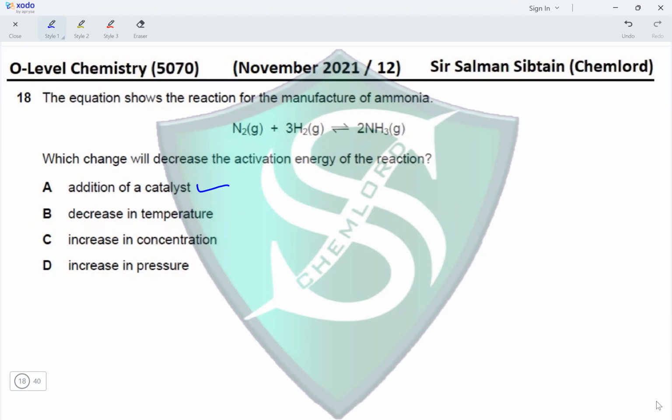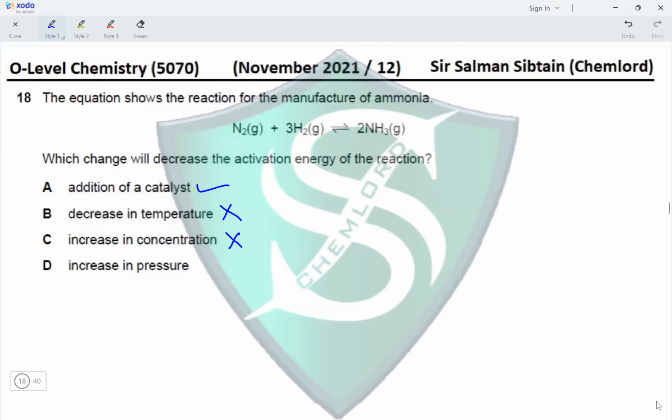Option B, decrease in temperature. Now, they have not stated whether this is an endothermic or an exothermic reaction, but we need to remember Haber's process is an exothermic process. So, a decrease in temperature will favor the forward reaction. It will have no effect on the activation energy. Option C, increase in concentration. If the concentration of the reactants is increased, the forward reaction is favored. If the concentration of the products is increased, the backward reaction is favored. Nothing happens to the activation energy.